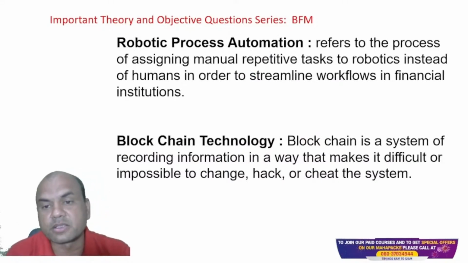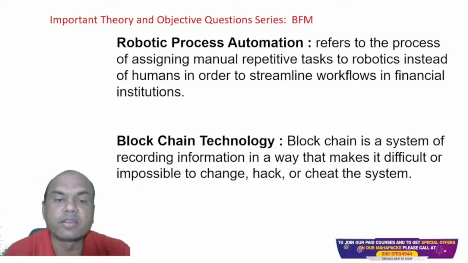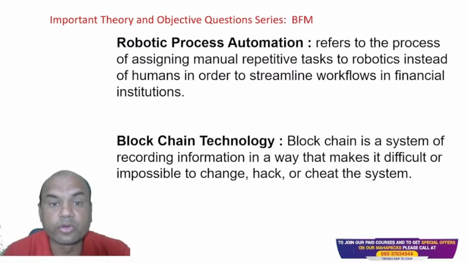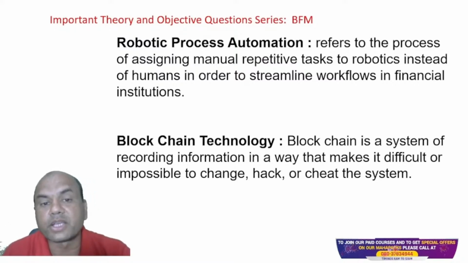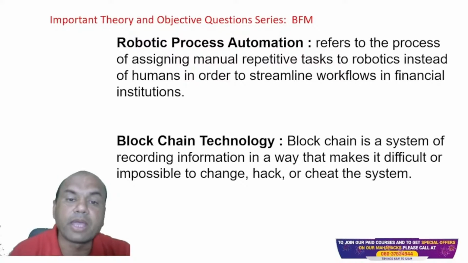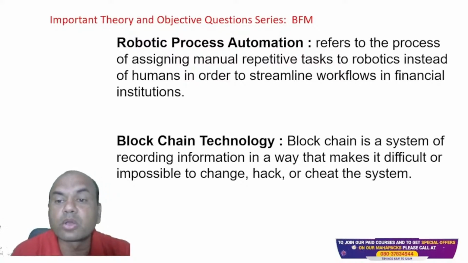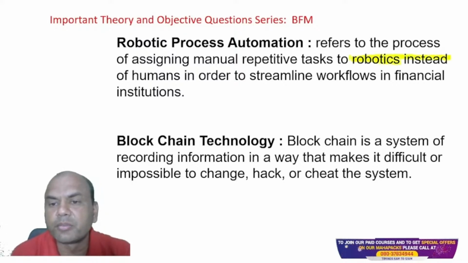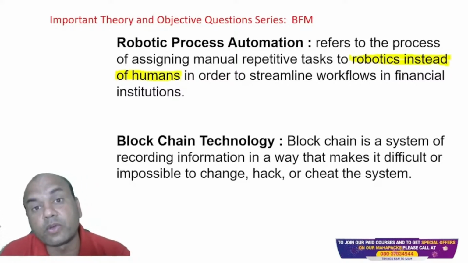Robotic process automation. It refers to the process of assigning manual repetitive tasks to robotics instead of humans in order to streamline workflows in financial institutions. So it refers to what? The process of assigning manual repetitive tasks to the robotics instead of human beings. That is the basic logic behind robotic process automation. Human beings should not be used for repetitive jobs. Human beings should be used for innovative jobs.